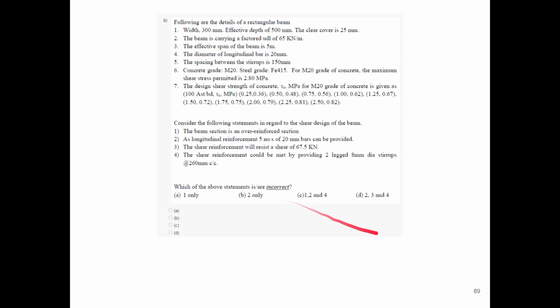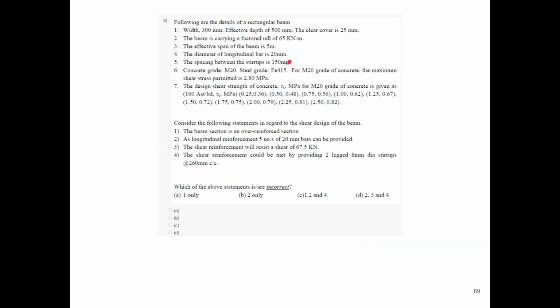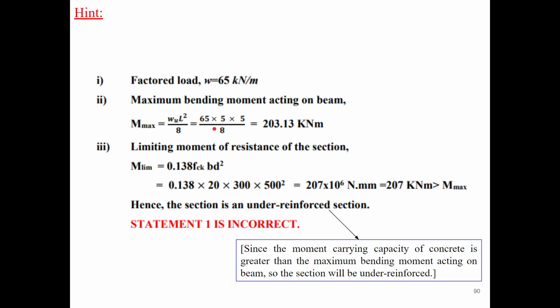Okay, so factored load is 65 kilonewton per meter. Maximum bending moment acting on the beam will be WL square by 8, irrespective of whether it is simply supported or fixed. It will always be WL square by 8. So it is 65 into 5 square by 8, which is 203.13.